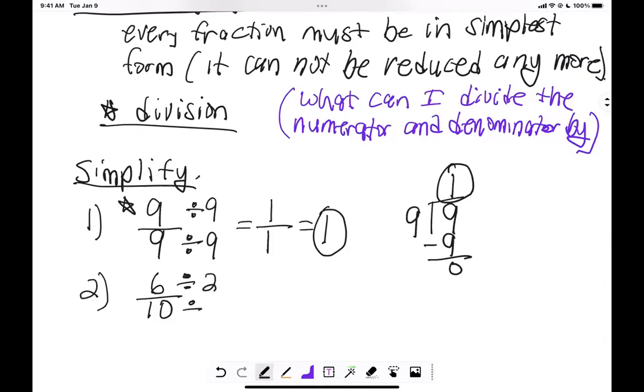If you ever don't know what to divide by, and you know they're two even numbers, just start dividing by 2 and keep going till you know you can't do any more. So 6 divided by 2 is 3, 10 divided by 2 is 5, and that I cannot simplify anymore. I can't divide both of them by anything other than 1. That's not going to help me. Done.